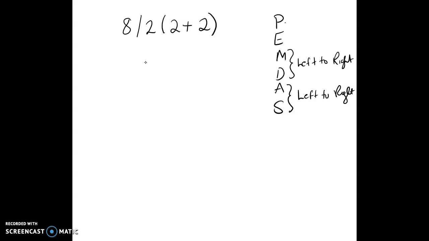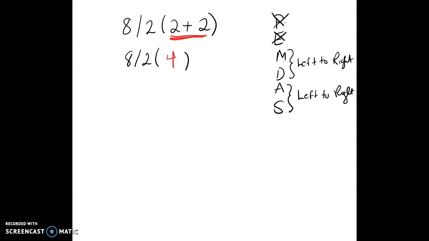So in this problem, there is a set of parentheses here, and I'm going to highlight what I'm going to do first. I'm going to work within here first. So let me rewrite everything else. Adding the 2 plus 2, I end up with 4. Now, I'm done with parentheses. There's no exponents.